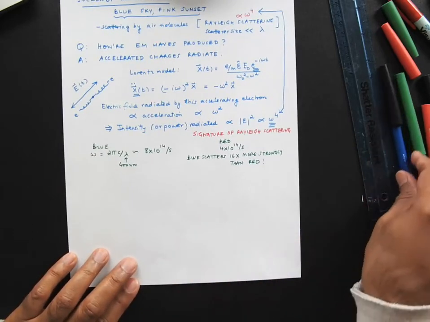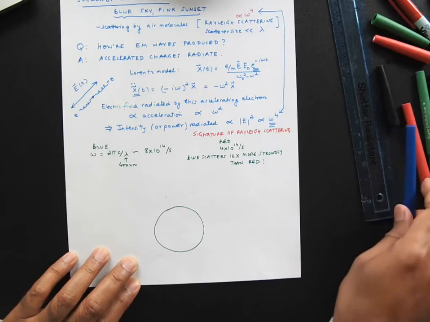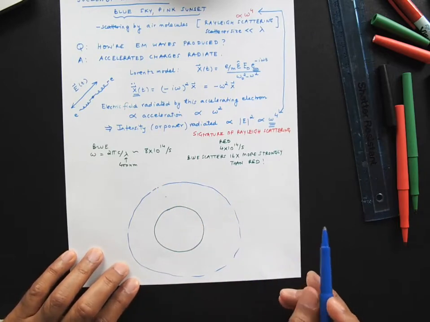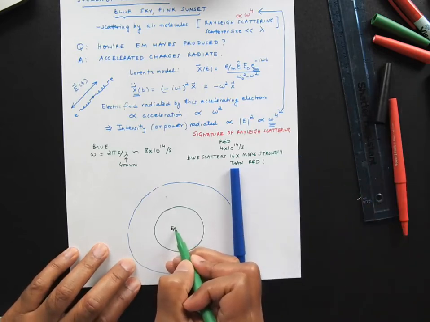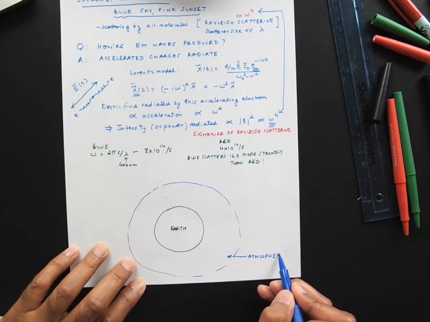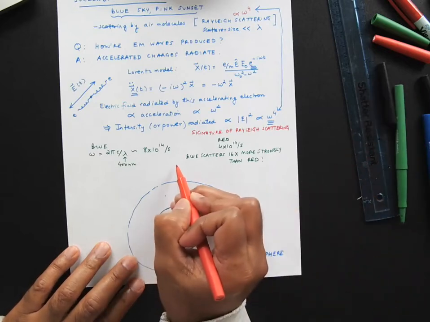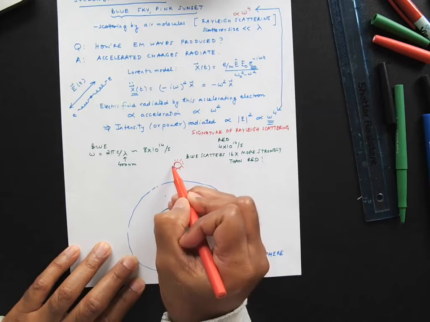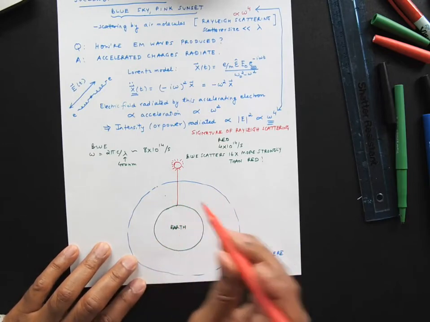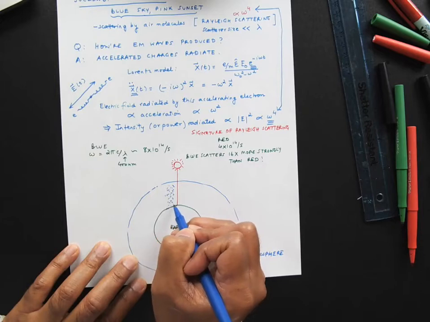Let me just explain it with a diagram here. So here's the Earth, and this is the atmosphere of the Earth. When the sun is directly overhead, the light is trying to reach you. What you notice is that, of course, the blue scatters the most. Other colors scatter too, but it's the blue that scatters the most.